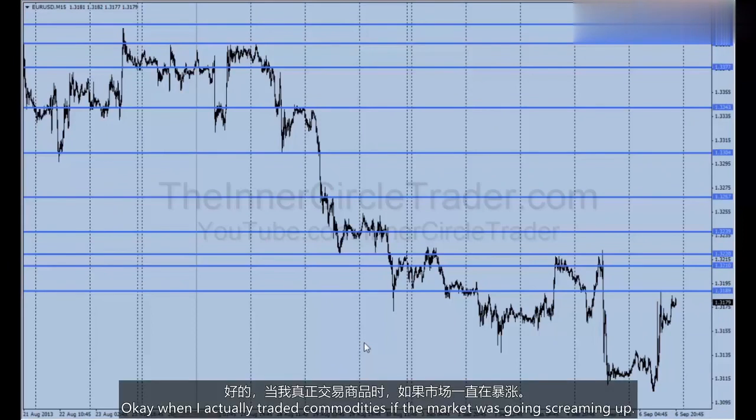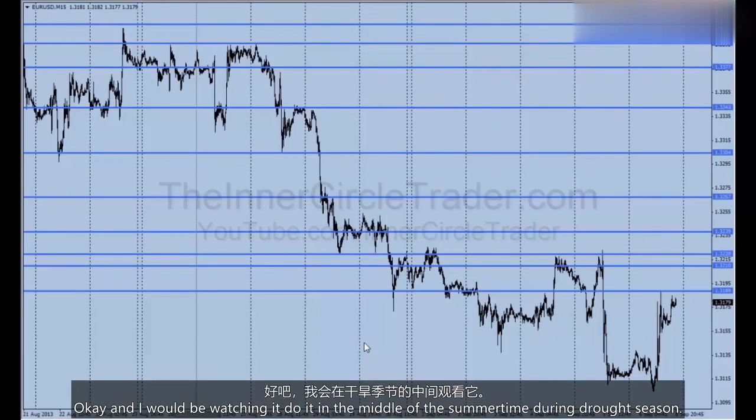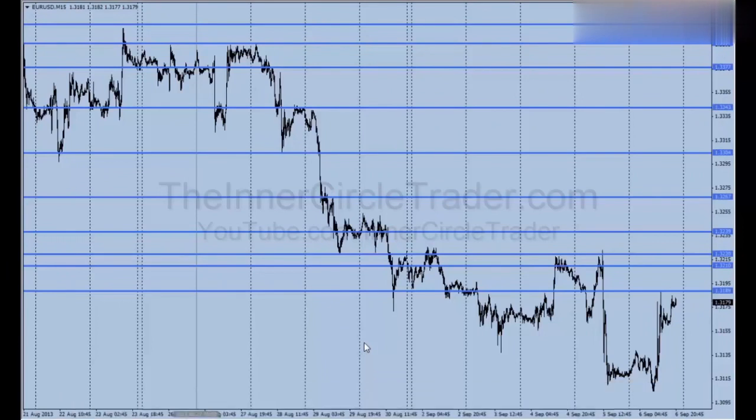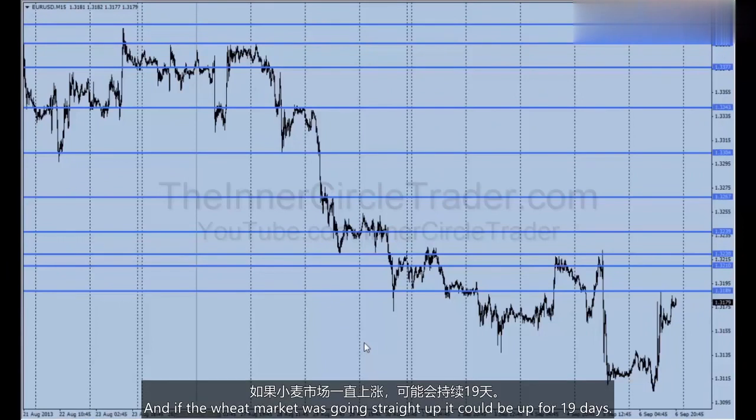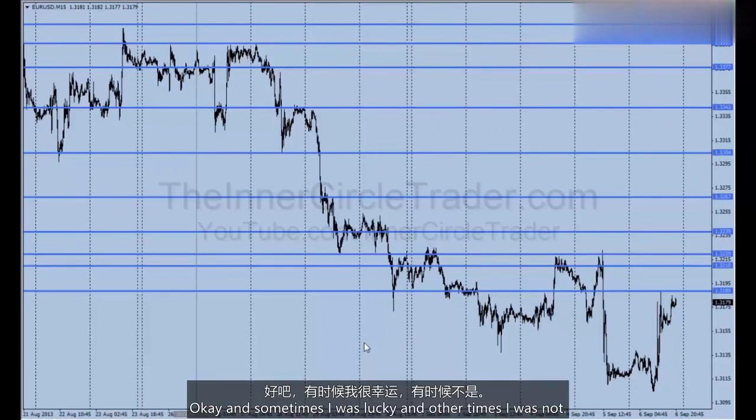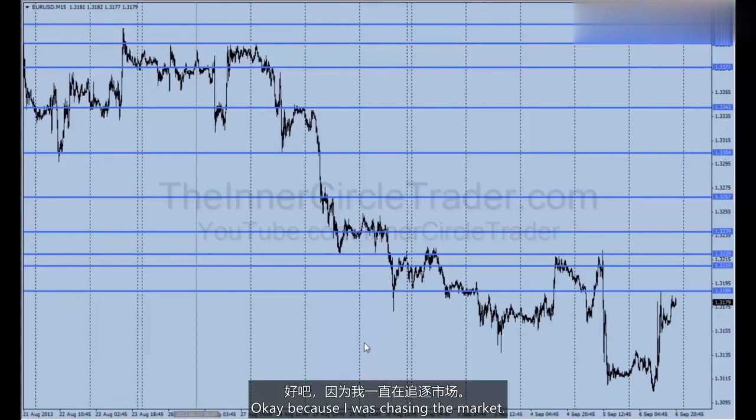When I actually traded commodities, if the market was going screaming up, and I would be watching it do it in the middle of the summertime during drought season, and if the wheat market was going straight up, it could be up for 19 days. And I'm like, wow, it's been going up. Let me just get in there and buy that. And sometimes I was lucky, and then other times I was not, because I was chasing the market.